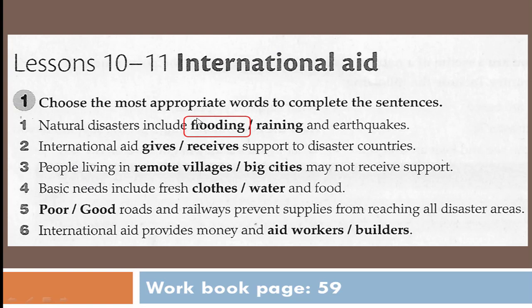International aid gives or receives. As we have learned before, international aid gives, that means delivers, distributes support to disaster countries, helps the countries which are affected by a natural disaster. People living in remote villages or big cities may not receive support. One of the challenges or problems that face the international aid organizations is that the remote villages, or the places that are hit by natural disaster, are very far. So we say people living in remote villages, not big cities, may not receive support.